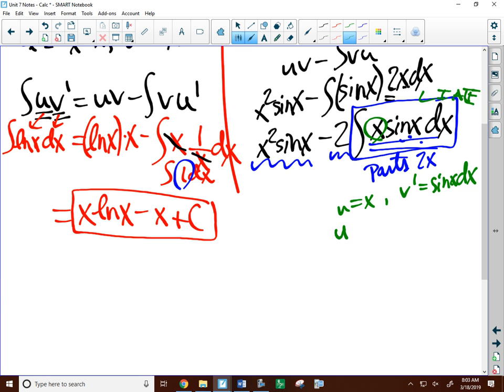I will compute u prime, which is 1 dx. And I'll do the antiderivative here. Both sides, antiderivative of v prime is v. Let's see, antiderivative of sine is going to be negative cosine x.